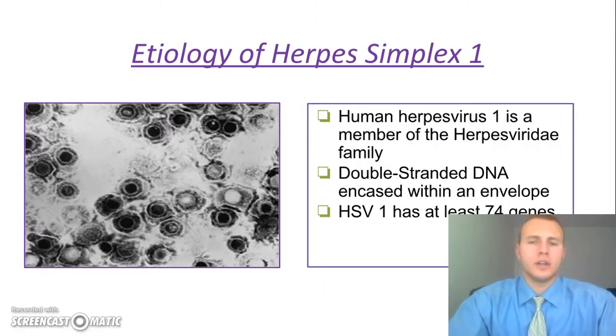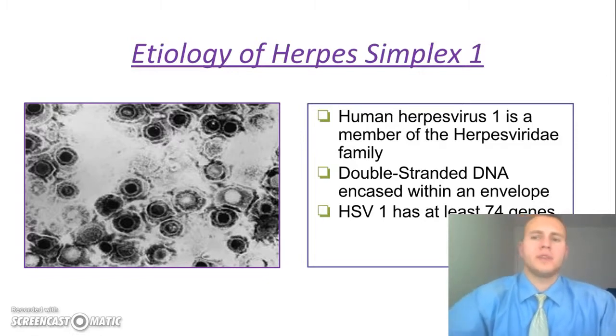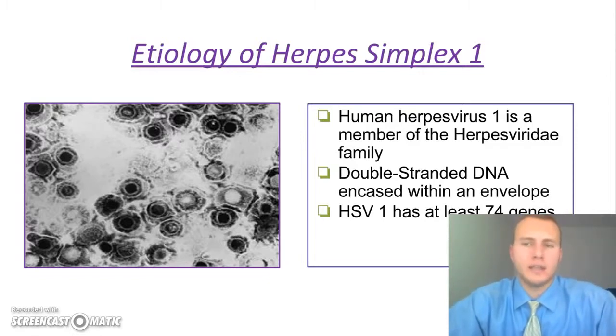The etiology of herpes simplex virus is herpes simplex virus 1, also known as human herpes virus 1, one of the two members of the herpes virus family that infects humans. They can be spread when an infected person is producing and shedding the virus. Herpes simplex virus 1 is a double-stranded DNA virus encased with an envelope. It also has at least 74 genes.